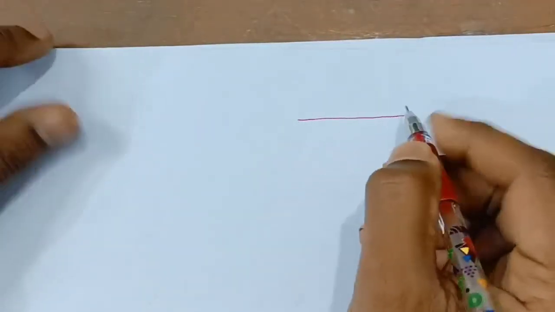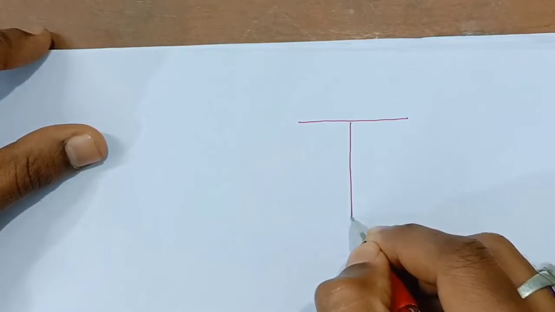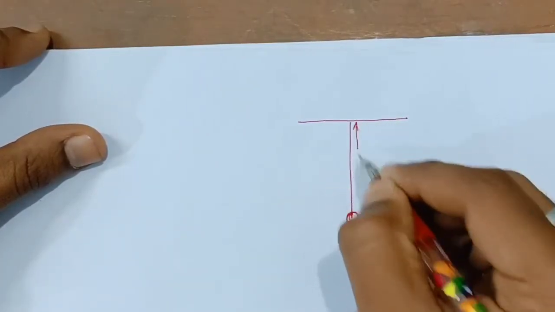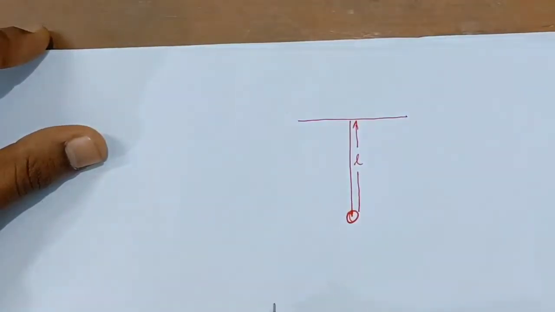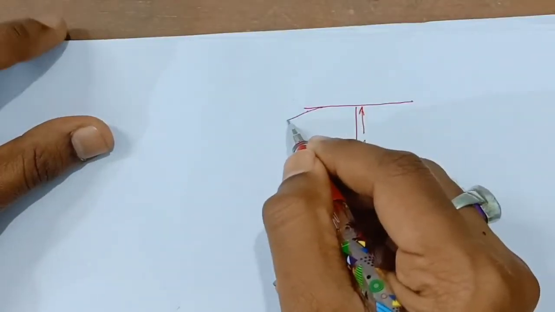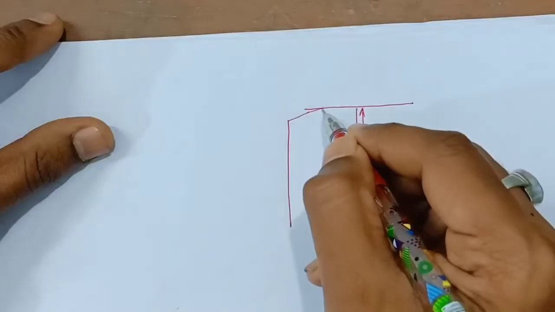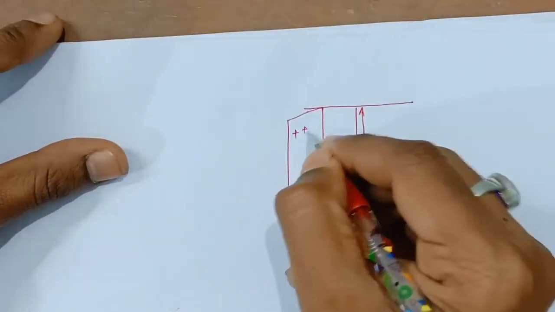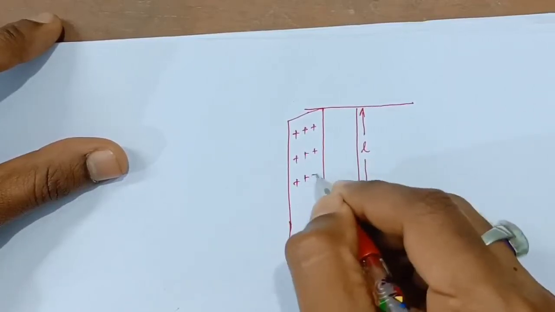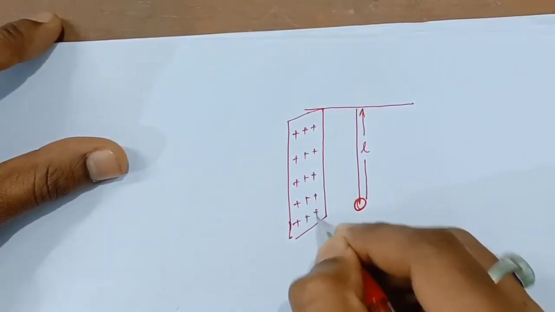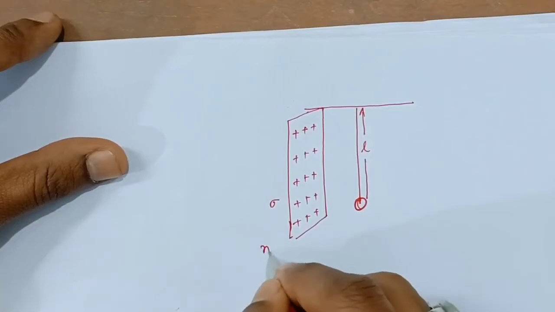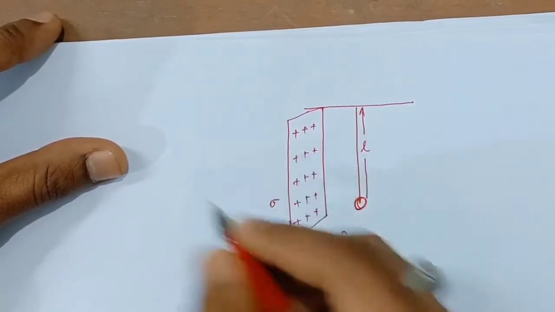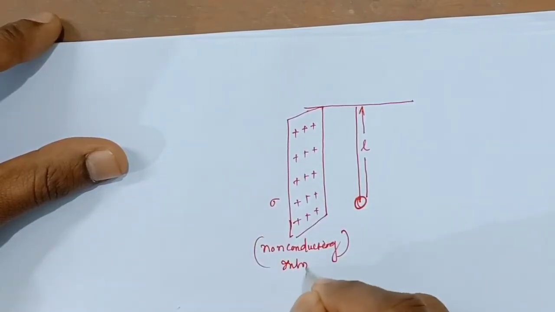Suppose this is a bob here. Initially it was chargeless, and the length of the string is L. What is here? One infinite sheet is here. Very carefully you have to think about it. This is an infinite sheet having surface charge density sigma, and I will say this is a non-conducting infinite sheet.